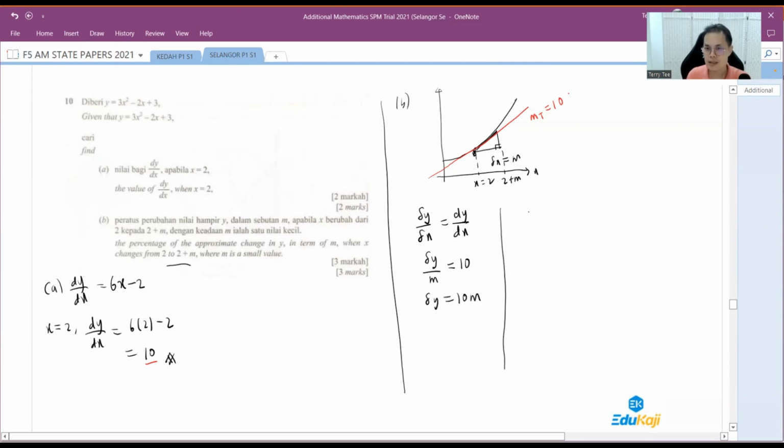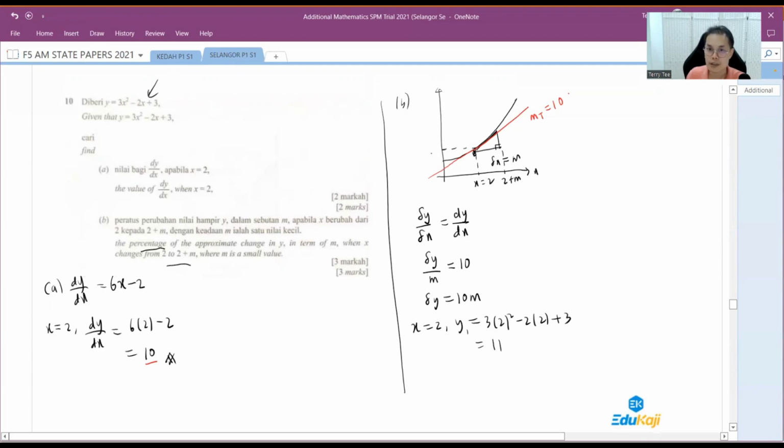Now, the next thing is, because you're finding a percentage of approximate change, we need to find your initial y. You can't find percentage of change if you don't know the initial value of y. So we basically substitute x equals 2 into your original function. You get 3 times 2 squared minus 2 times 2 plus 3. This is 12 minus 4 plus 3, which gives us 11. So we can call this the initial value of y. Initially, y is 11.